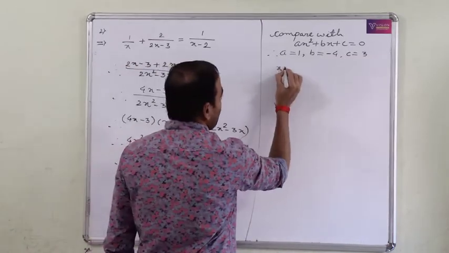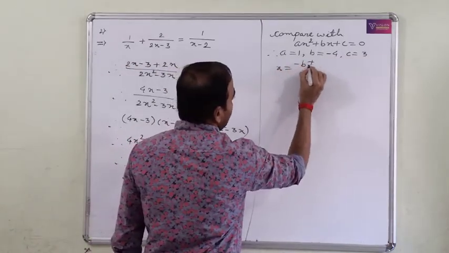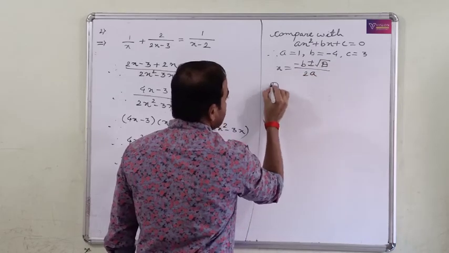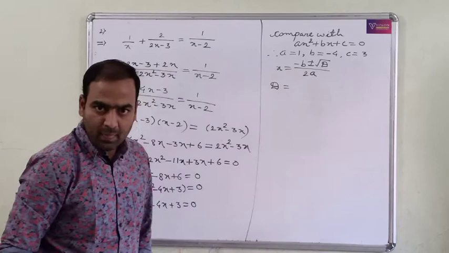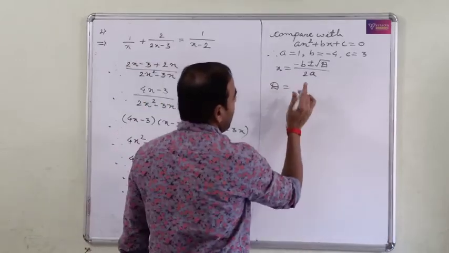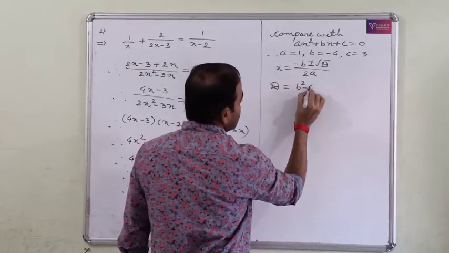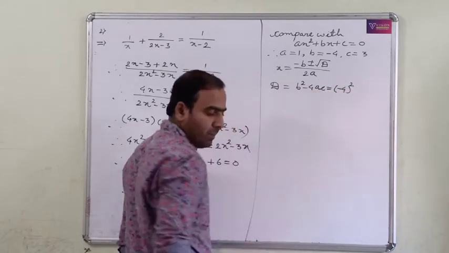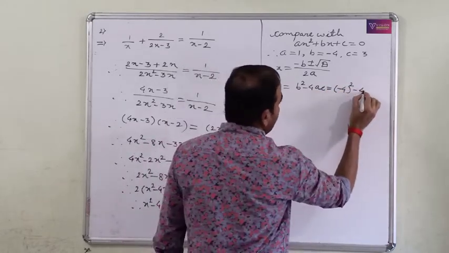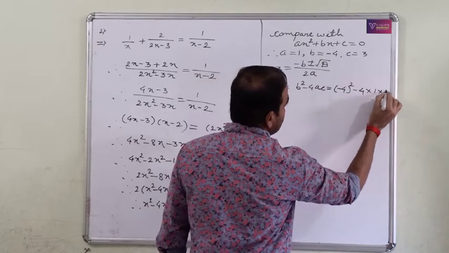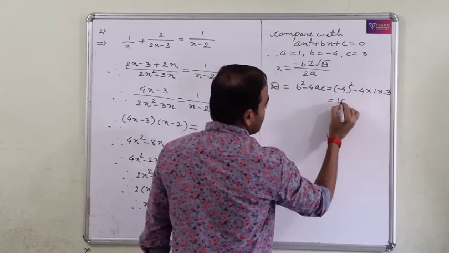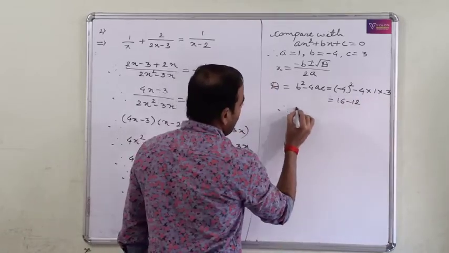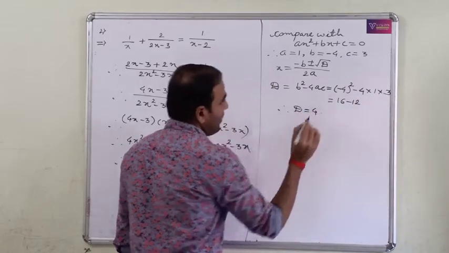You can also write it like this: x equals minus b plus or minus root d upon 2a. First of all, find root d. So what is the value of the discriminant? b square minus 4ac. b square means minus 4 square, minus 4 into a is 1 and c is 3. 16 minus 12, 4 3s are 12. So we get the value of the discriminant as 4.